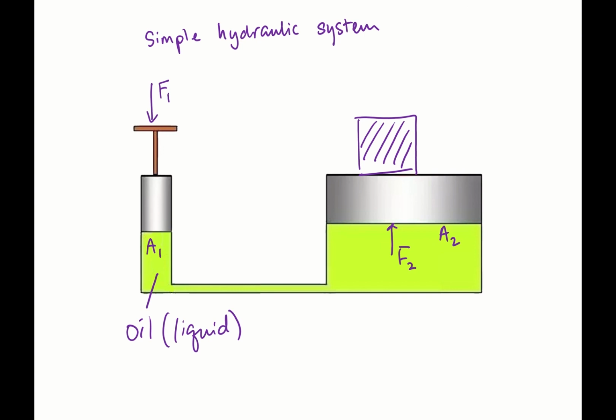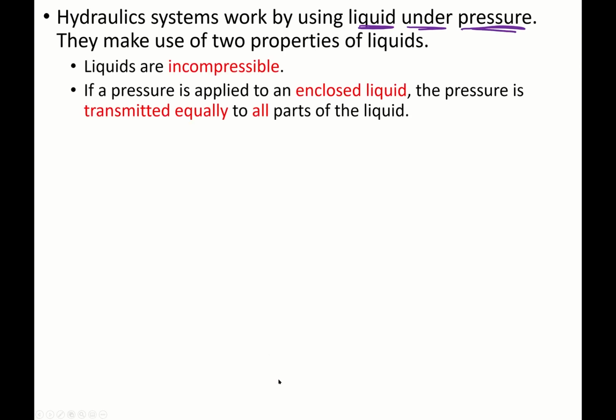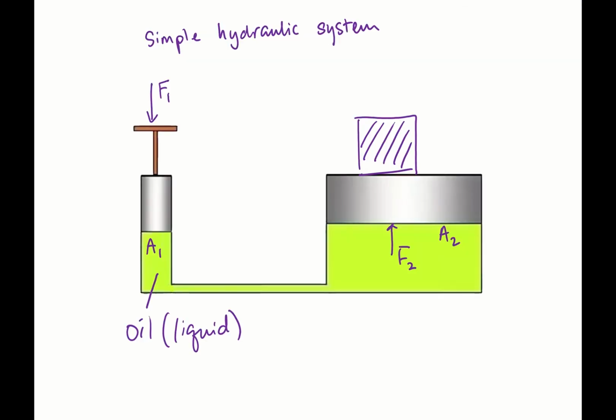When I talk about lubrication, that means there should be less energy loss due to friction. So that will make a hydraulic system more efficient. The hydraulic system works by using liquid under pressure, and that means when I apply a force F1, the pressure is exerted from the small piston to the large piston.